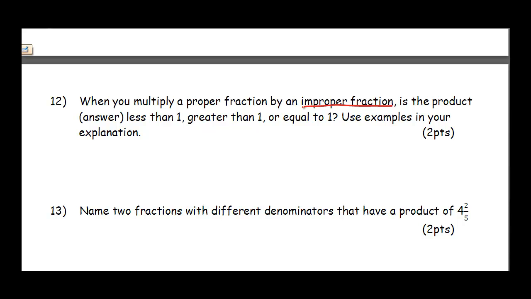So let's create a proper fraction. Let's go 2/3. We multiply a proper fraction times an improper fraction. Let's do 6/5. All right. Is my answer going to be less than 1, greater than 1, or equal to 1? Well, let's multiply this out. 2 times 6 is 12, and 3 times 5 is 15. Well, in this case, it's less than 1.